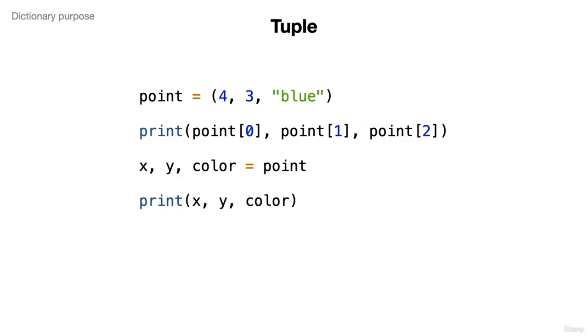Now let me show another container type that stores a group of objects. It is called a dictionary, and just like tuples, it has some unique features. The most important feature is the lookup mechanism. What does that mean? Let me show you.